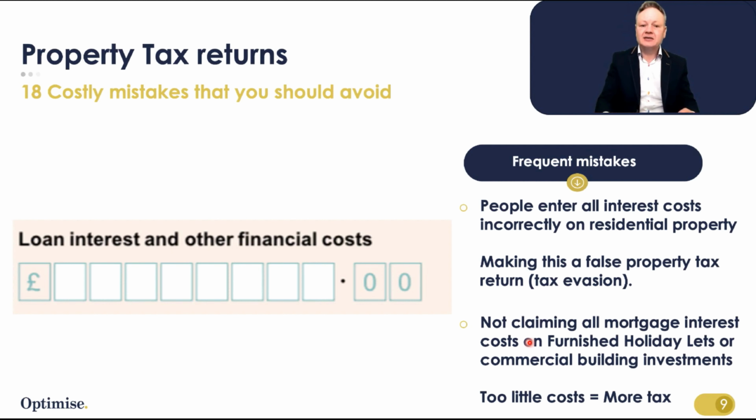And therefore, you will pay more tax as a direct result of you not claiming those legitimate costs against your income. Don't forget, Section 24, mortgage interest relief cap, only affects residential property. If you have furnished holiday lets, commercial property lets, ultimately, you can claim all the mortgage interest costs. But accountants who are generic just do not look at their tax returns.